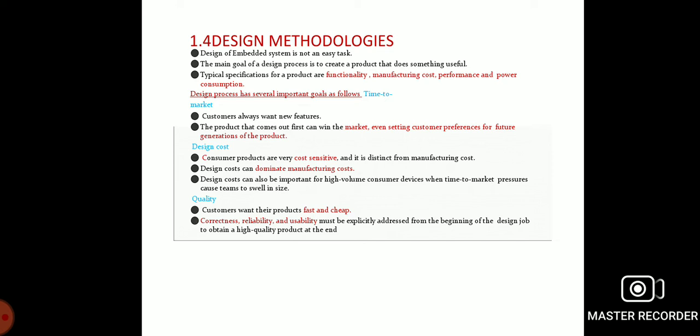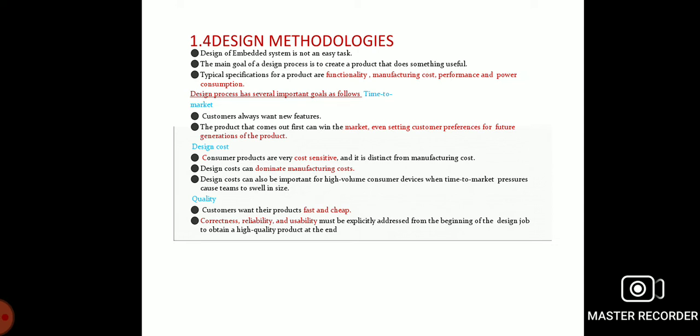The selection of software or hardware for an application must take place at an early stage in the development process. That is called time to market. The product that comes out first can capture the market, even setting customer preference for future generations of the product. Now the design cost: consumer products are very cost sensitive. It is distinct from manufacturing cost. The design cost can dominate the manufacturing cost. The design cost can also be important for high volume consumer devices, with time to market pressure.